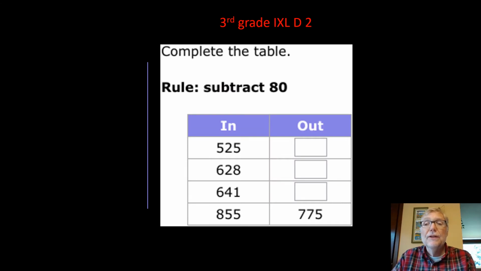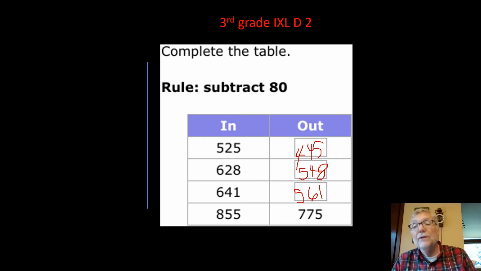And so here's an example of the third grade IXL D2. Now this is an in and out box. So the rule is subtract 80. So in, and then I subtract 80, and then hopefully again, that you're able to do this mental in your head, and we get 445. And the next one is 548. And the next one is 561. Being able to do all this mental in your head.